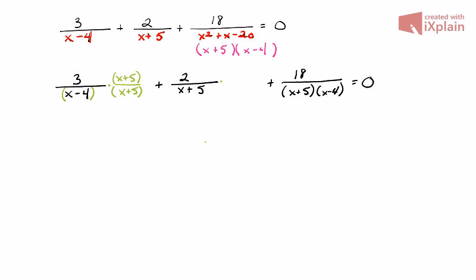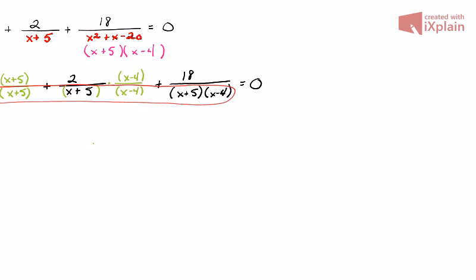Coming along here to my second term, I see that I'm going to need to give it an x minus 4 because it already has the x plus 5. And really quickly, we can note that now all of the denominators in these three terms have an x plus 5 times an x minus 4.